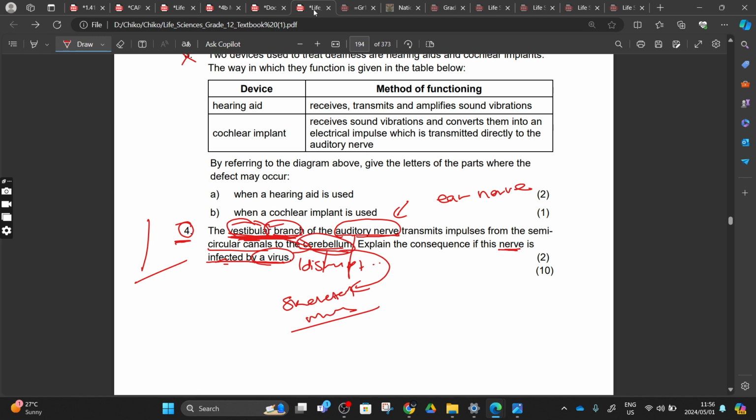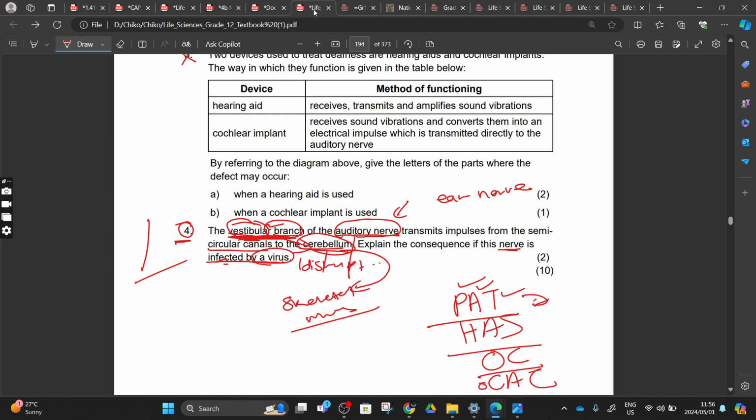So you understand, right? Also yesterday we did this PET test, OCAC. We did this yesterday, right? So you know this one is the pathway of our hearing. We have our pinna there, we have our auditory canal, we have our tympanic membrane.